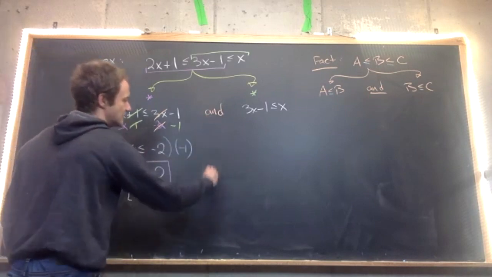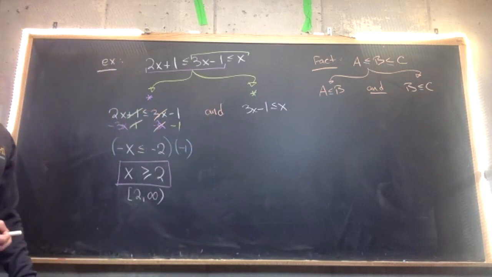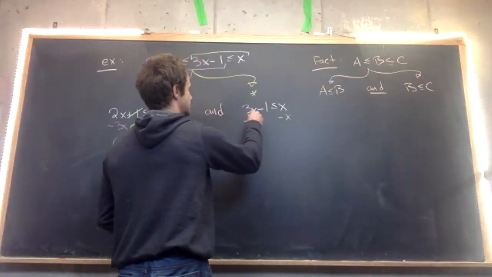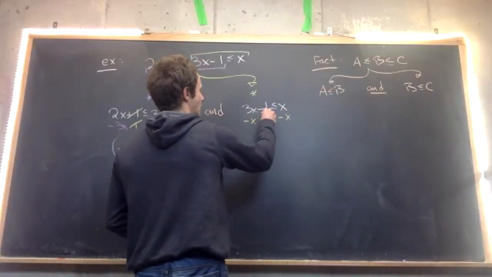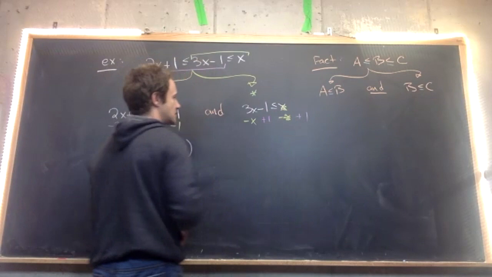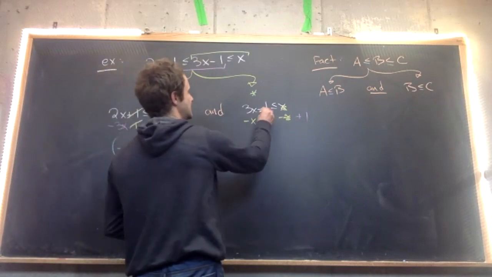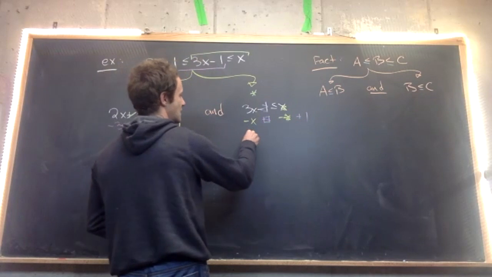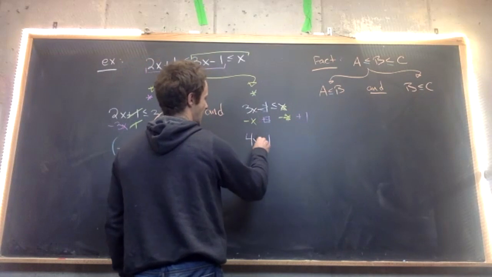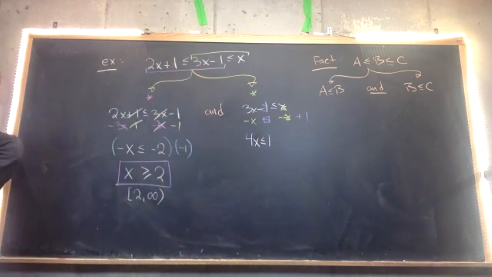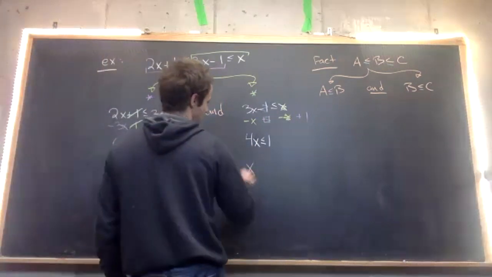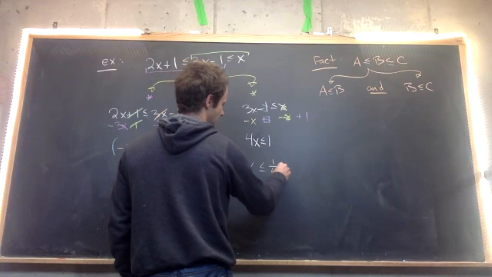Now let's do the same kind of thing on the right-hand side. So maybe we want to subtract x from both sides and then add 1 to both sides. So let's see, these x's will cancel, and then these 1's will cancel, and we're left with 4x is less than or equal to 1. Now we can divide both sides by 4. If we divide both sides by 4, we're left with x is less than or equal to a quarter.